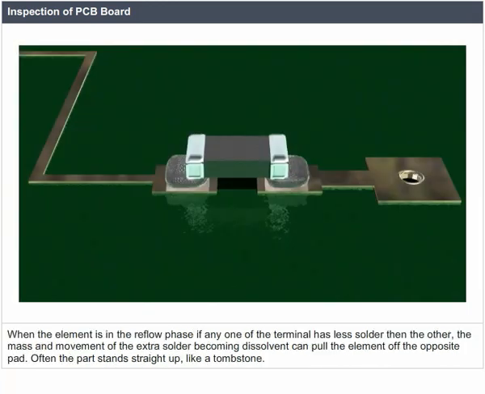When the element is in the reflow phase, if any one of the terminals has less solder than the other, the mass and movement of the extra solder becoming molten can pull the element off the opposite pad. Often the part stands straight up, like a tombstone.